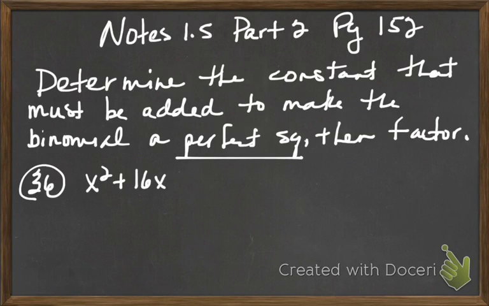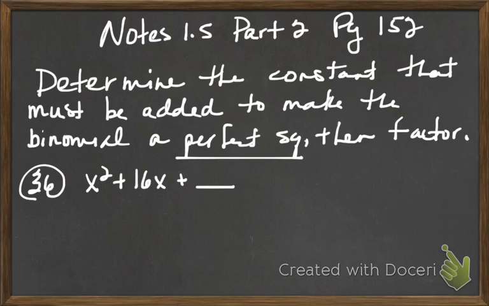Okay, looking at the problem, they're going to give you a binomial, and it's going to say, determine the constant. A constant is a number that doesn't have a variable in it that must be added to make the binomial a perfect square. So you're trying to come up with a number that is a constant. That means it doesn't have a variable in it. That would make x squared plus 16x plus that constant a perfect square trinomial.